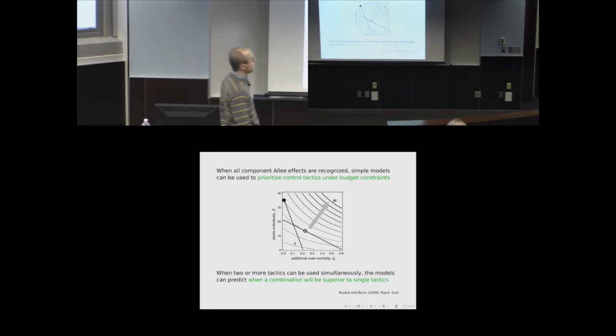And then if we are able to quantify our costs, we can put here the isoclines relating to the same cost for different combinations of these two control measures, and find the optimum, either here or here, which leads to the maximum value of the Allee threshold we can get for our money. So we can predict when, for example, it will be more practical to use only one of the control measures, or when it will be practical to use both control measures in some combination.